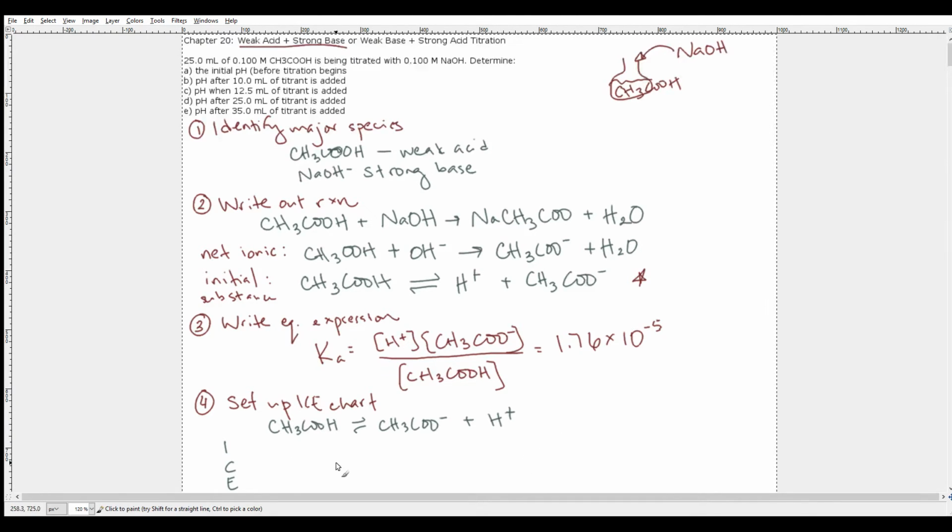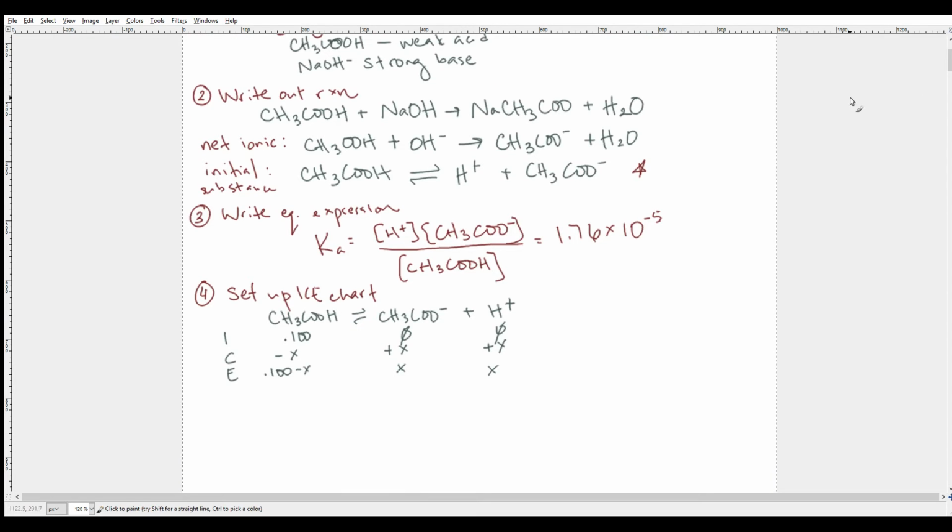Okay, I know I started off, it told me initially it's 0.100 molarity, and it hasn't reacted yet, so I don't have any of these guys. I don't know my values here. Remember, for weak substances, you do have to use these x's because you don't know how much it ends with exactly. So 0.100 minus x, x, x. Okay, so now that we've done that, we need to figure out what x is equal to.